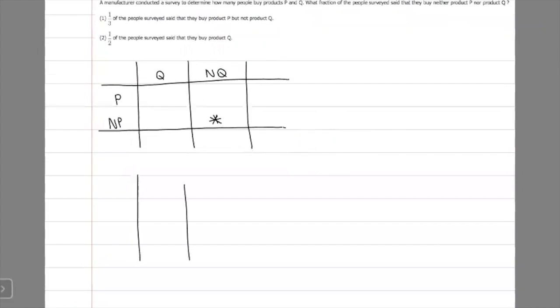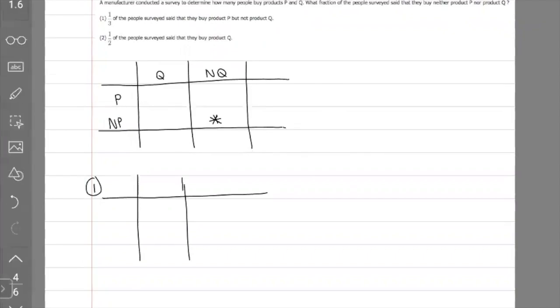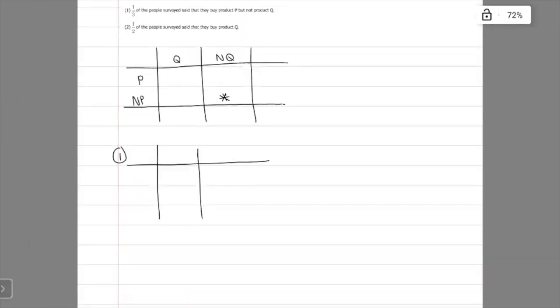So we can just start with statement 1. And just to clarify, this method of picking a smart number, we can only do it because we're not given any numbers at all. If one of the statements had said you have 50 people here, then obviously you can't pick any numbers you want because that's going to mess up the results. But if they don't give you any numbers, then it's okay to do that.